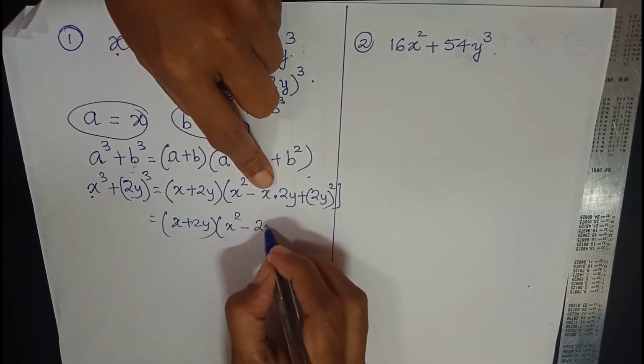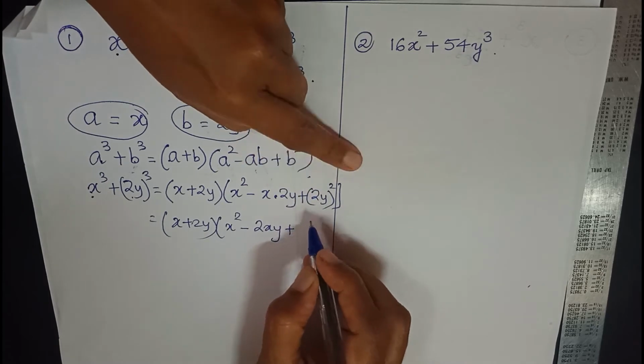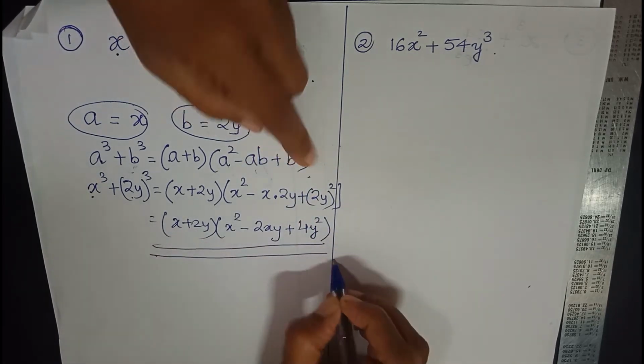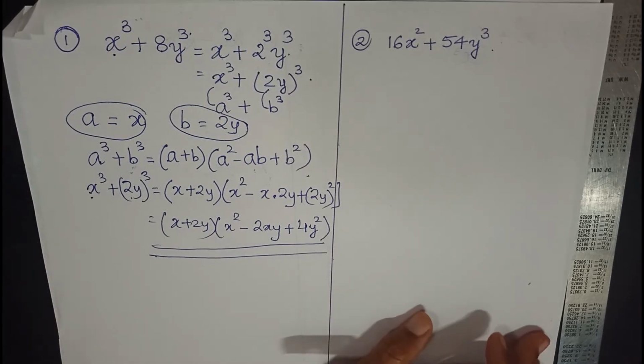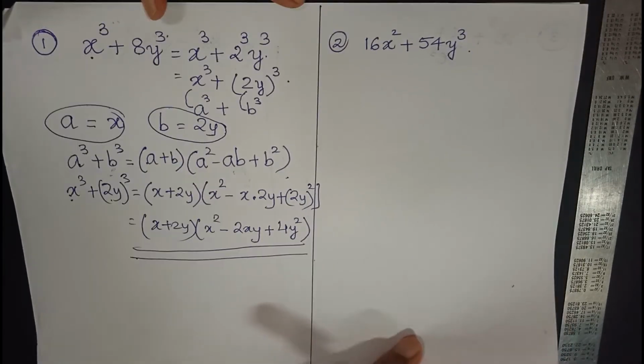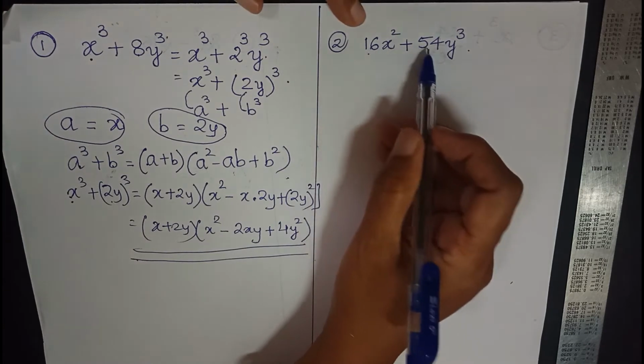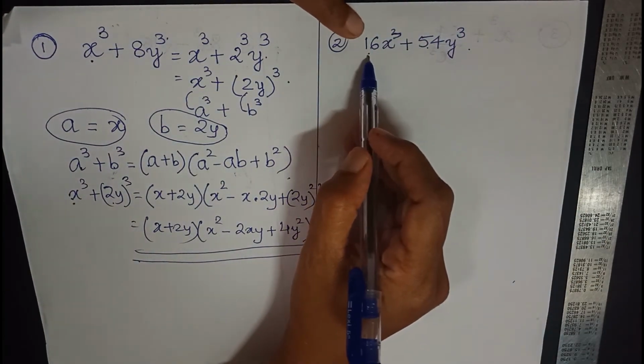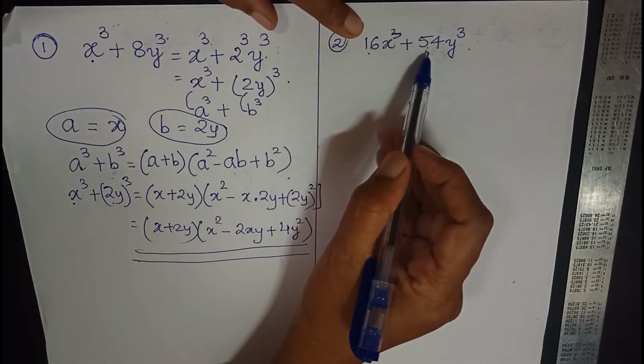Minus x into 2y is nothing but 2xy, and 2y square will be, when you open the bracket, 4y square. So this becomes our answer. Let's solve one more. Now as you can see here, 16 and 54 is given. Sorry, this also will be x cube. 16 is not a perfect cube, and neither is 54 a perfect cube.